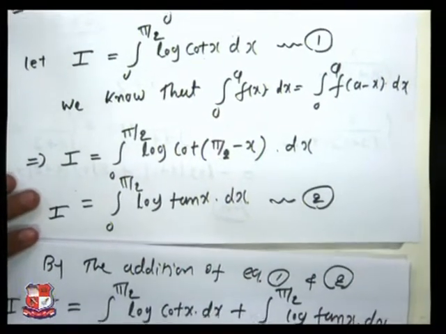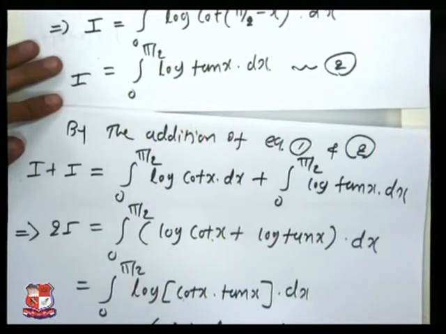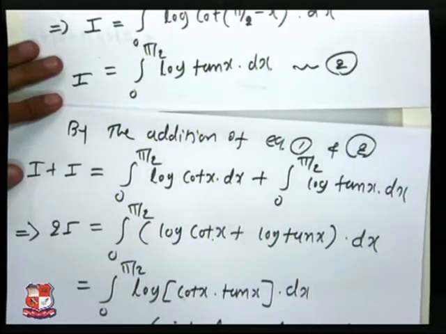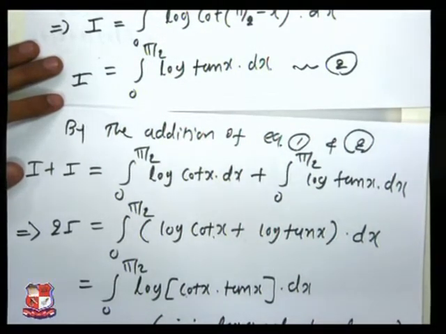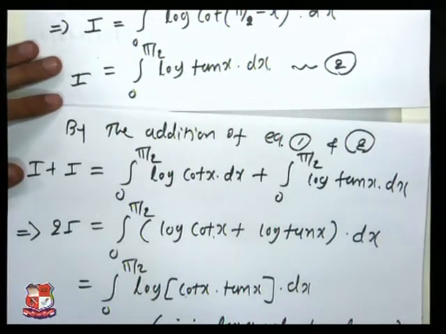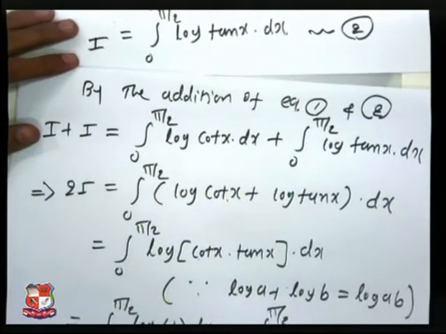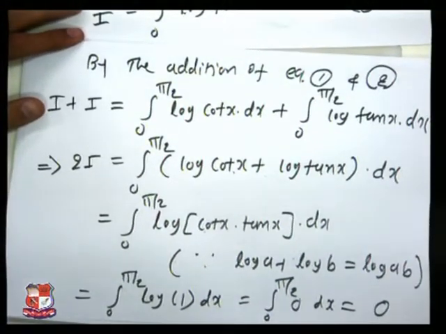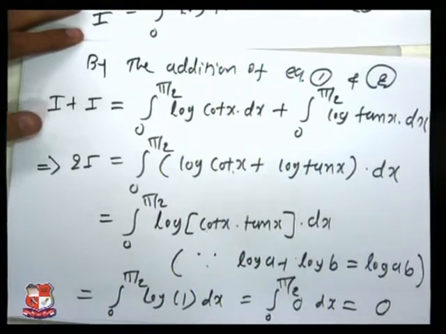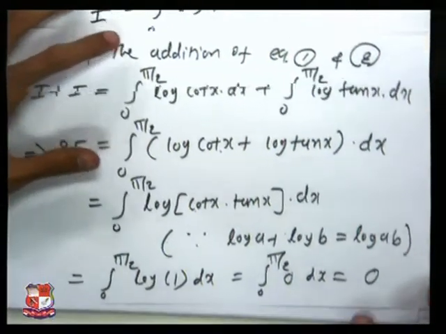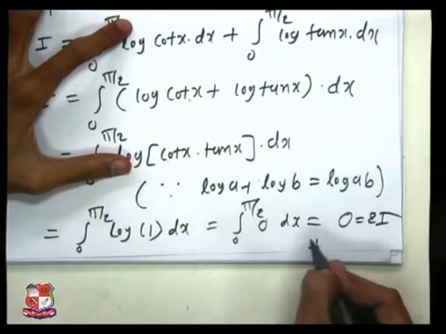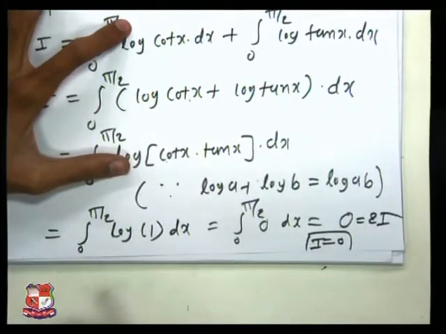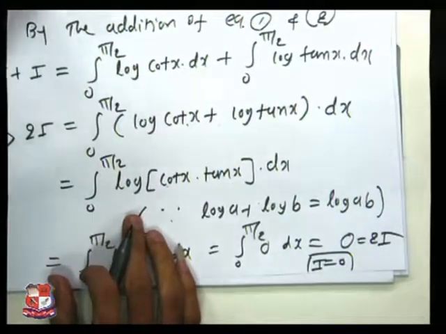By taking the addition of 1 and 2, we will get 2I is equal to the integral from 0 to pi by 2 of (log cot x plus log tan x) dx. Log a plus log b is equal to log of a into b. So log of cot x into tan x, and cot x into tan x is equal to 1. So log 1 is equal to 0, that is 2I is equal to 0, so I is 0. Okay, this is our final answer. So in this way we can integrate this question.